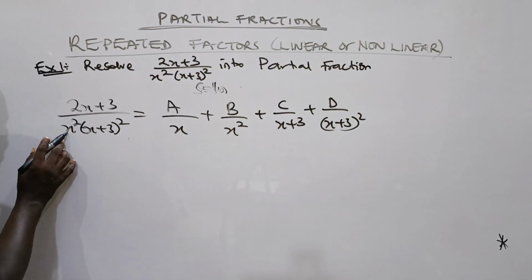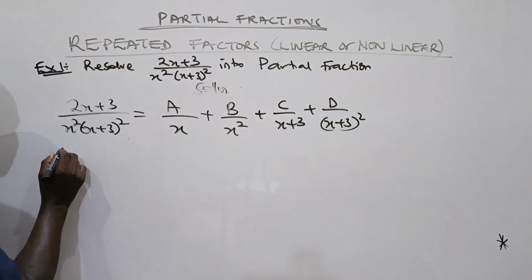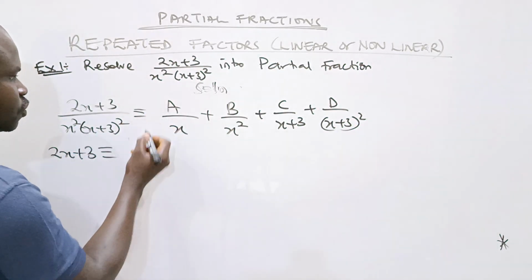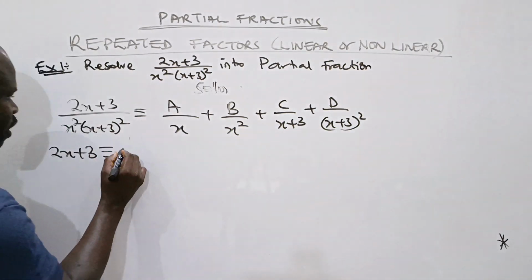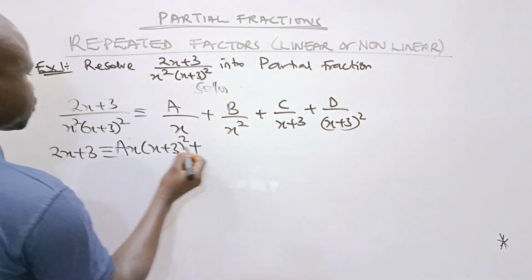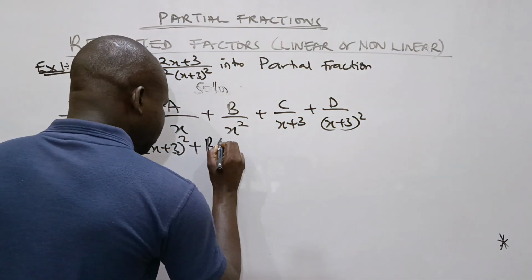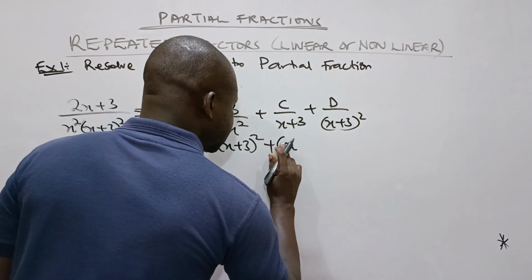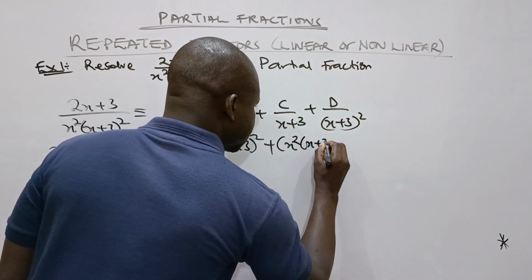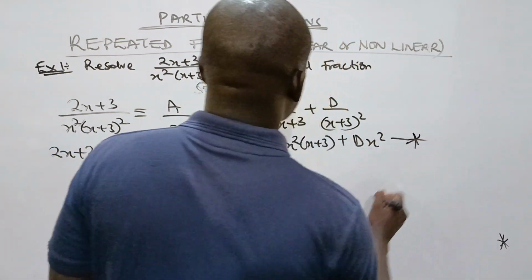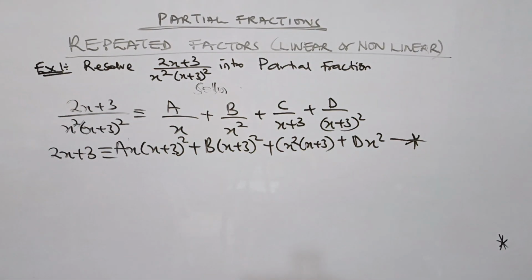Then if you multiply through by the denominator of the left hand side, at the end of the day, we are going to have 2x + 3 equal to a x (x + 3) squared, plus b (x + 3) squared, plus c x squared (x + 3), plus d x squared. This is what we are going to have when we use the denominator of the left hand side to multiply through.